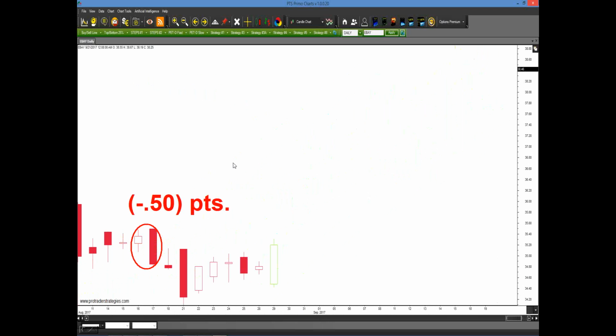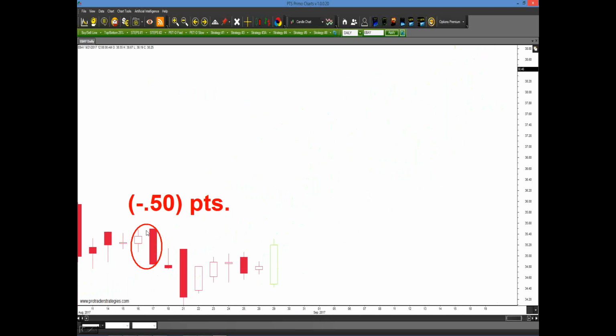Let's look at eBay here. Now, when we say methods are consistent, we mean that it's a two-step forward, one-step back process. That one step back means that you will have a loss from time to time. That's perfectly okay, but a consistent method means that many times you're able to recoup that loss very quickly. Let me show you what I mean here in eBay.